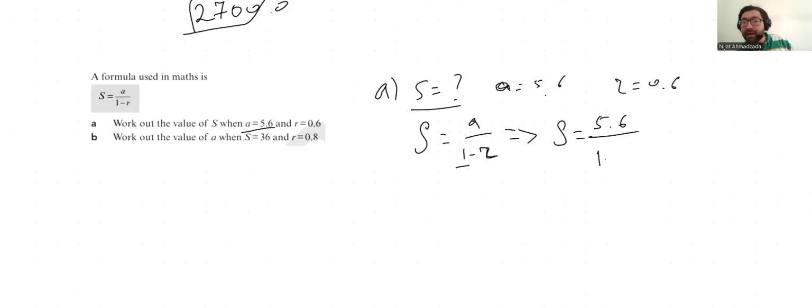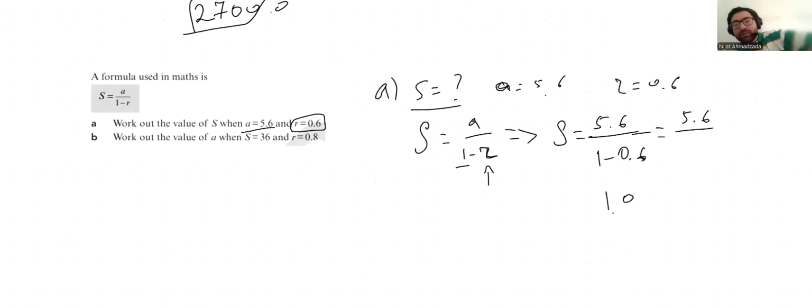Minus R. R is unknown. But for this part, they gave us what's R. So instead of R, I'm just going to write 0.6. And the rest is just a calculation. 5.6 is just itself. 1 minus 0.6. So you got the whole thing and you minus 0.6 of it. So 1 is actually 1.0, minus 0.6. If you do the minus thing, you will get 0.4.